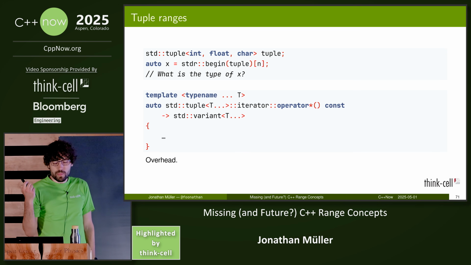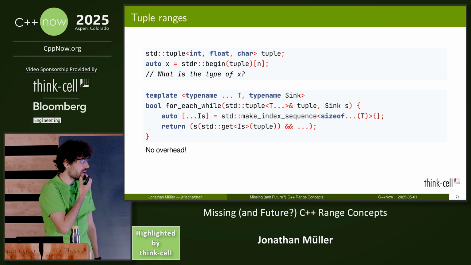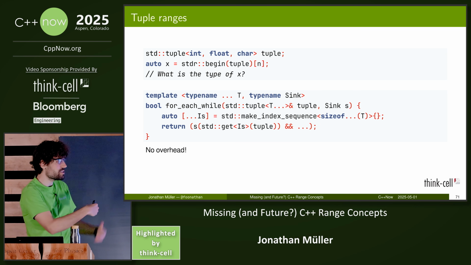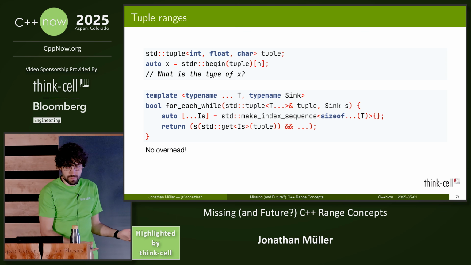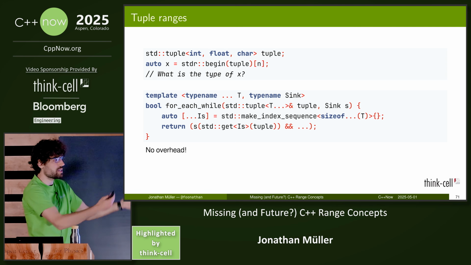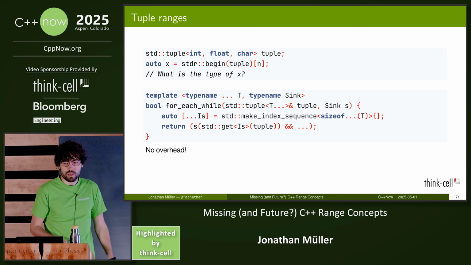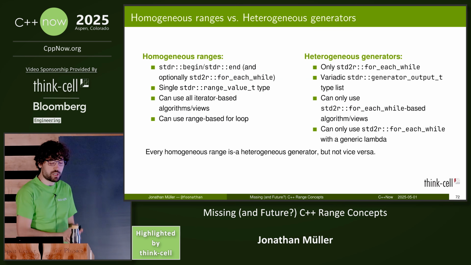So what wouldn't have overhead is just providing for_each_while. Because with for_each_while you can get the indices, you can invoke the sink with each element. And then you just pass the sink whatever is the current element of the tuple, and so the sink is now templated. It's a templated lambda. And this is in fact what we did. And we call those heterogeneous generators.